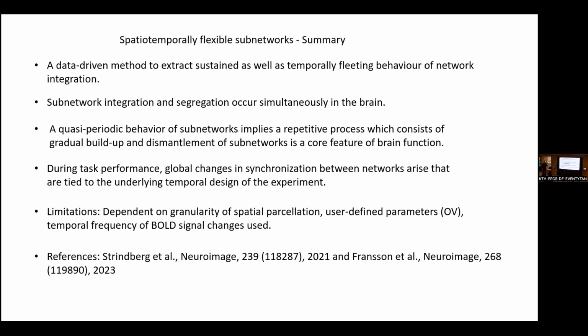And limitations, of course, all methods have limitations. It depends on the granularity of the spatial parcellation. It depends on some user-defined parameters, namely one of them is the spatial overlap it would allow, and the temporal frequency of the signal that you look at. Remember I told you about narrow passband filtering. If you look at different frequency ranges, it looks different. And if you're interested in the details, you can read Marika's paper and also a follow-up paper down there.